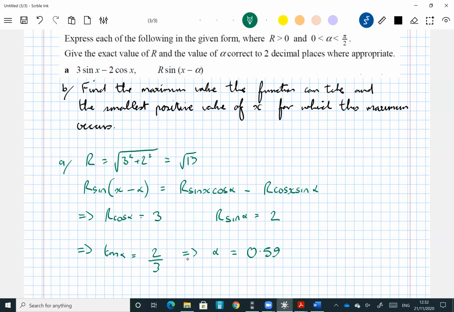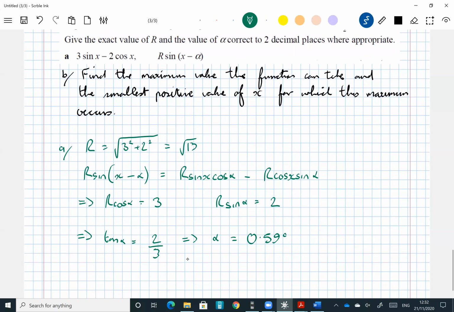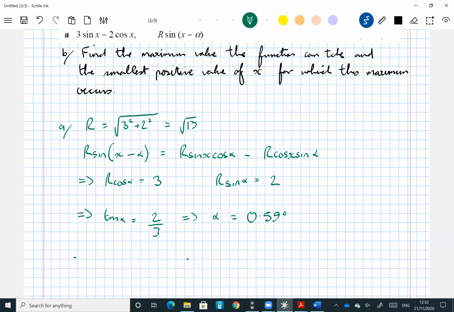So that's for 2 decimal places where appropriate. So 0.59 radians is the value of alpha. So therefore our answer is, and r was root 13, root 13 sine of x minus 0.59 radians.